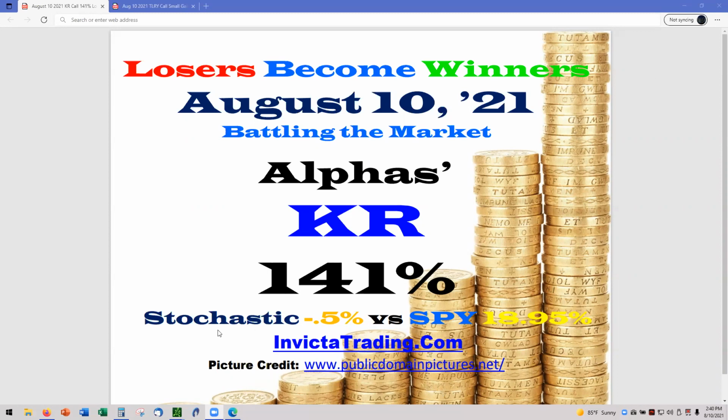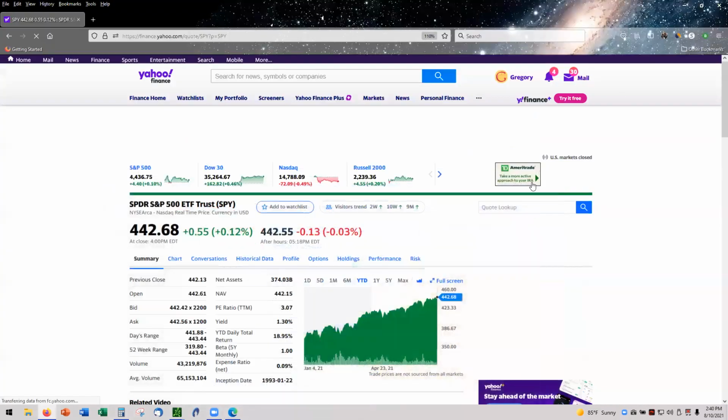And before we go on, Stochastic also came a little bit out of the negative at minus 0.5 versus the SPY at 18.9. Let's go look at that 18.9. There it is. 18.95 for the SPY. And some people say, you know, if you can't beat the SPY, then why bother to trade?